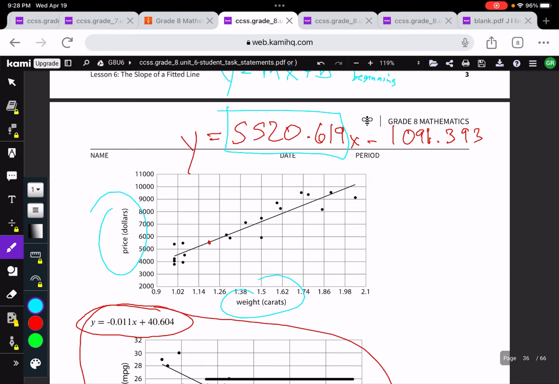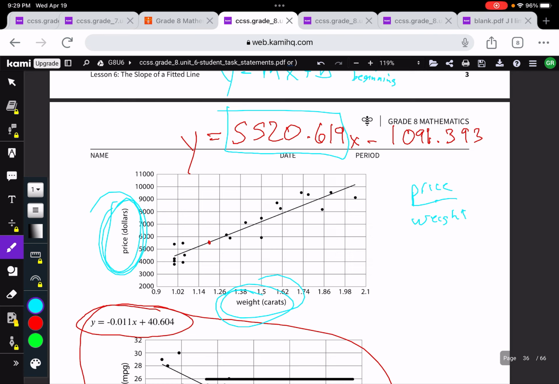Not always. I'm saying for whatever the situation, it has something to do with the x and the y axes. It has something to do with that label. So it has something to do with price and weight, or weight and price. And if it is the rise divided by the run, then it is the price divided by the weight. So slope has something to do with price over weight. And the weight is in carats. So can you make a guess on what the slope is?